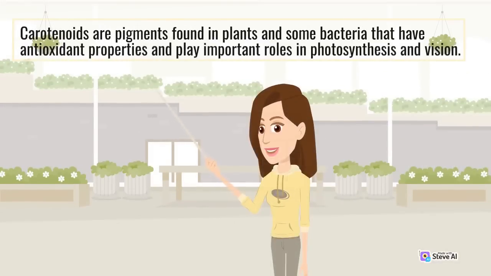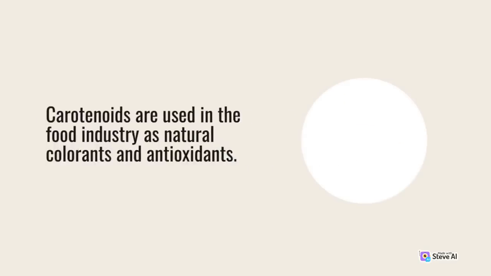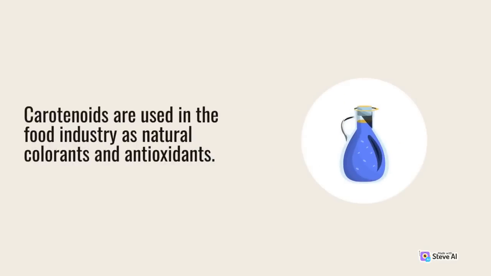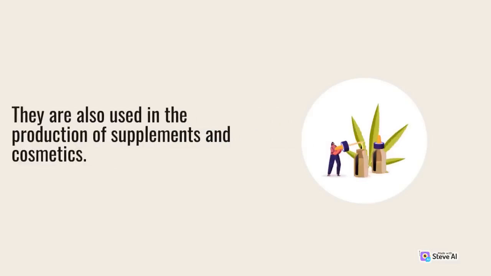Carotenoids are pigments found in plants and some bacteria that have antioxidant properties and play important roles in photosynthesis and vision. Carotenoids are used in the food industry as natural colorants and antioxidants. They are also used in the production of supplements and cosmetics.